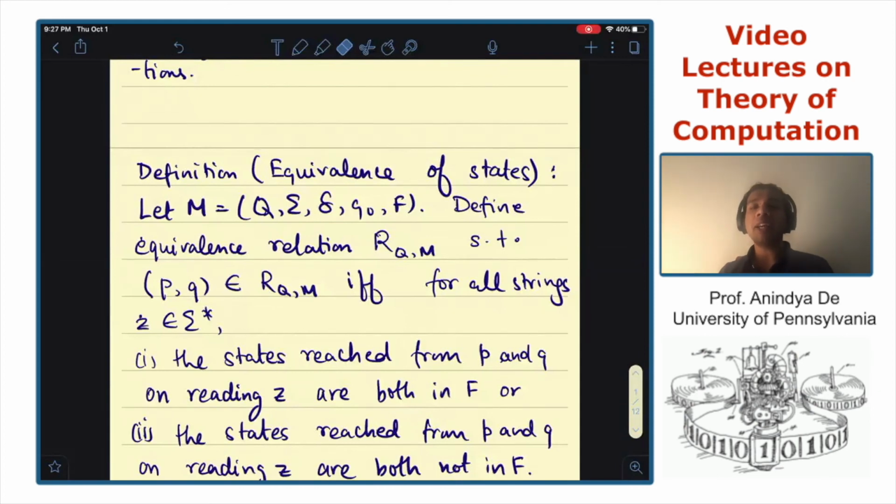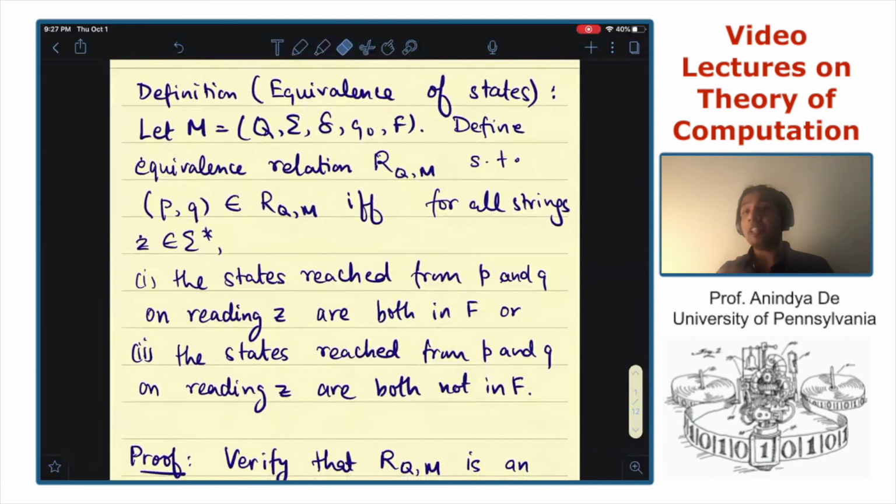We say (p, q) is in R_{Q,M} if for all strings z in sigma star, the following holds: if you start from p and read z, and you start from q and read z, either both times you reach an accepting state, a state in F, or both times you reach a state not in F. So if for every string z, starting from p and from q you either both reach an accepting state or both reach a non-accepting state, then we say (p, q) is in R_{Q,M}.